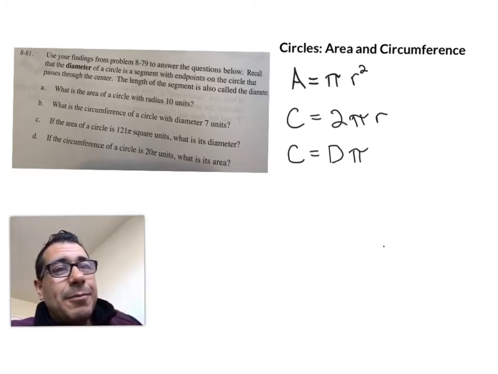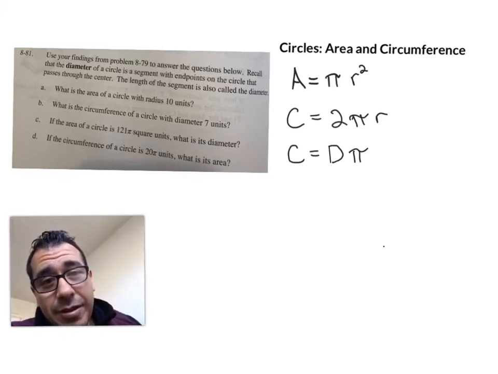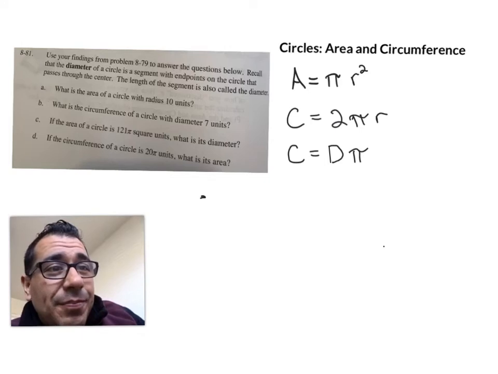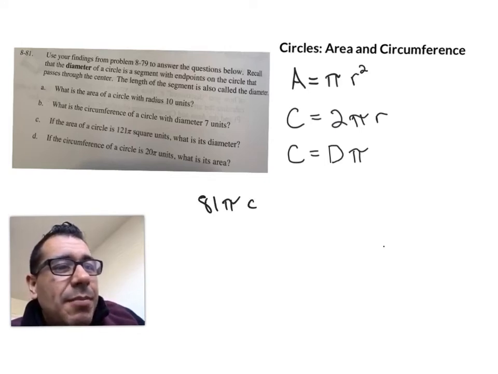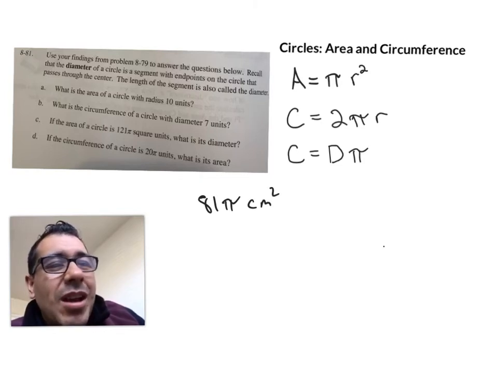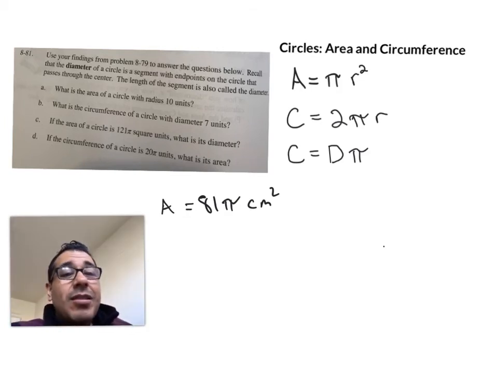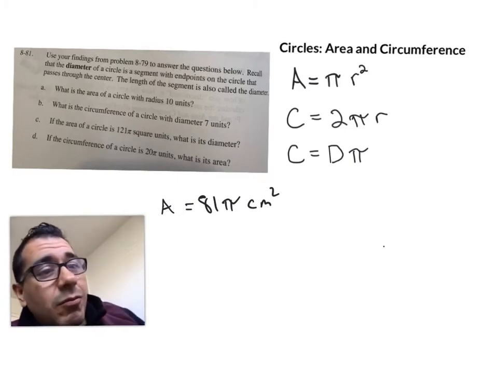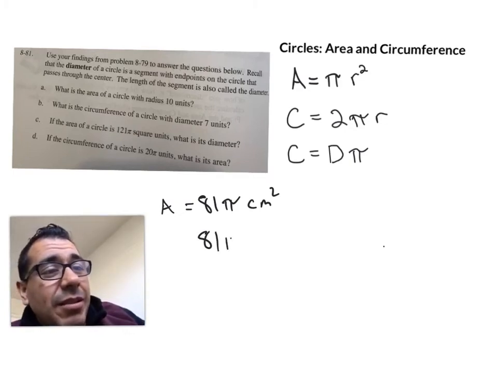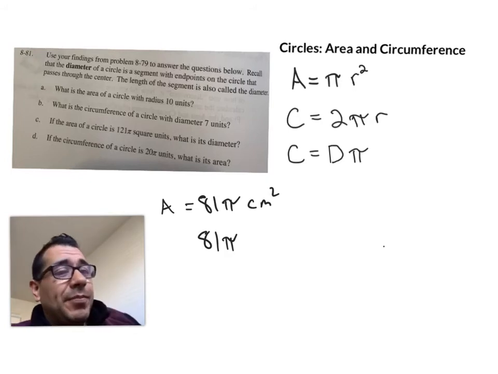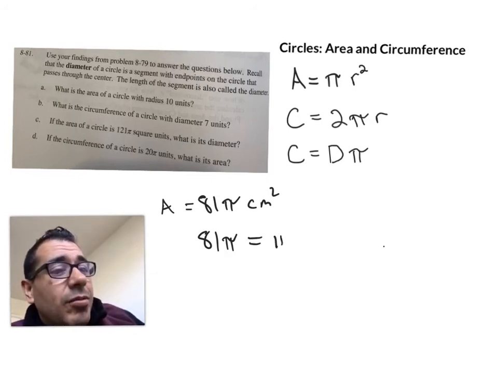Let's take a look. I'm going to change this question because I want you to do part C. I'm going to pretend that they tell us the area is 81 pi centimeters squared. So I'm going to pretend this was the question. Since that's our area, that's what we're going to plug in, and we're going to set that equal to our formula of the area.